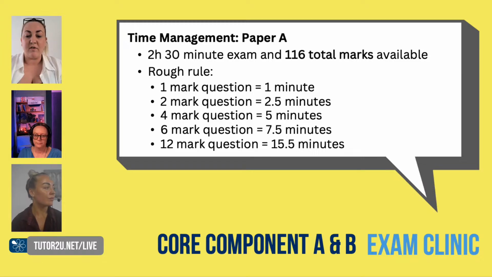So we've got a bit of a rough guide that could support you with your time management with paper A. For example, your 1 mark, low stakes questions, generally with command words such as identify or state, you're looking at about 1 minute. And if you can bank up that time, if you can do it quicker, if you are 100% confident, you could bank some extra time there as well. So, moving on, you've got your 2 mark questions. This might be an outline or a describe. You're looking at about 2.5 minutes for one of those.